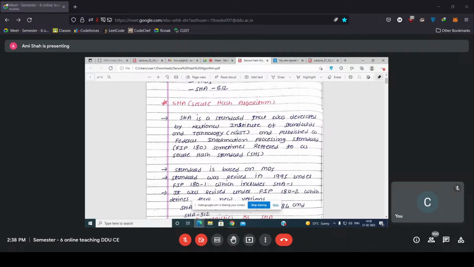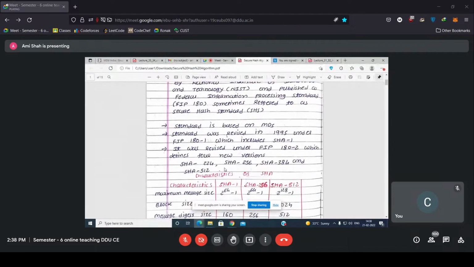Institute of Standards and Technology and published as a Federal Information Processing Standard, FIPS 180. Sometimes it is referred to as the Secure Hash Standard. Now, the standard is based on MD5. These are the basic theory concepts.